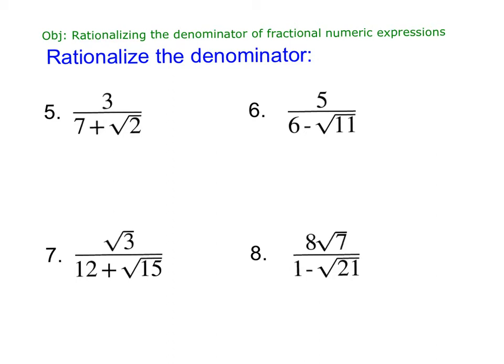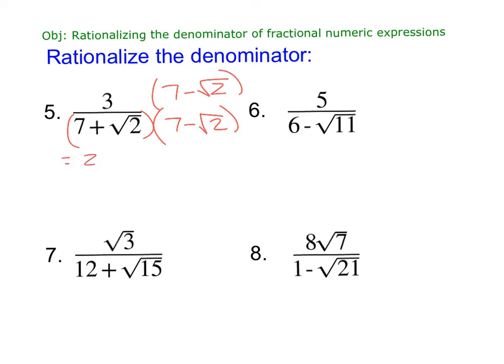So now let's get into the harder ones. Now think about this process, it's just like what we did with dividing imaginary numbers. So what did we do there to get rid of the i? We multiplied by the conjugate. So that's what we're going to do here. 7 minus root 2, 7 minus root 2. So we're just going to distribute.